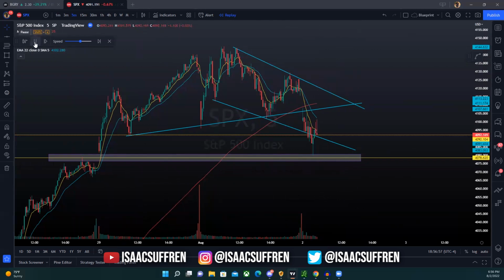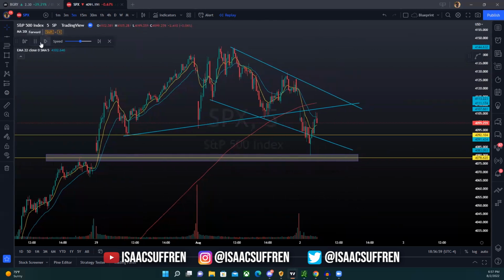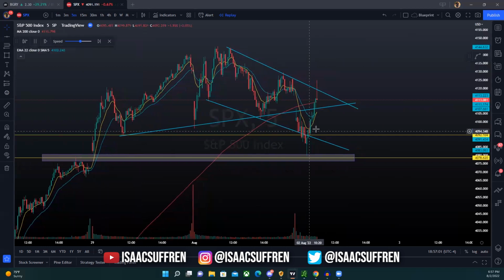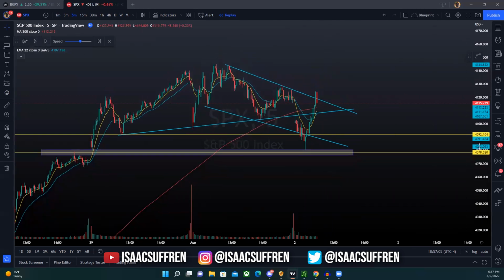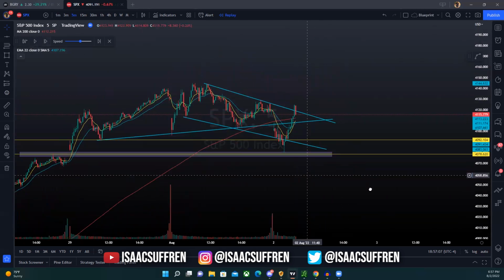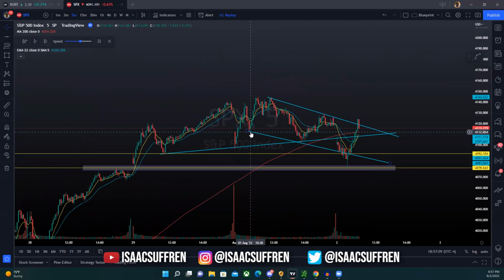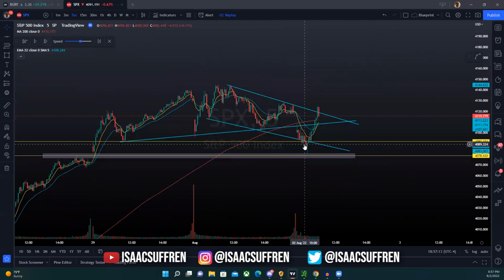Let's move on. Right, boom, and look at that. Look where we're doing now. Boom, let's pause that really quick. So look what we had here. We ended up having a channel, right? We broke to the downside, bounced off this zone, false breakout because it wasn't a strong break.